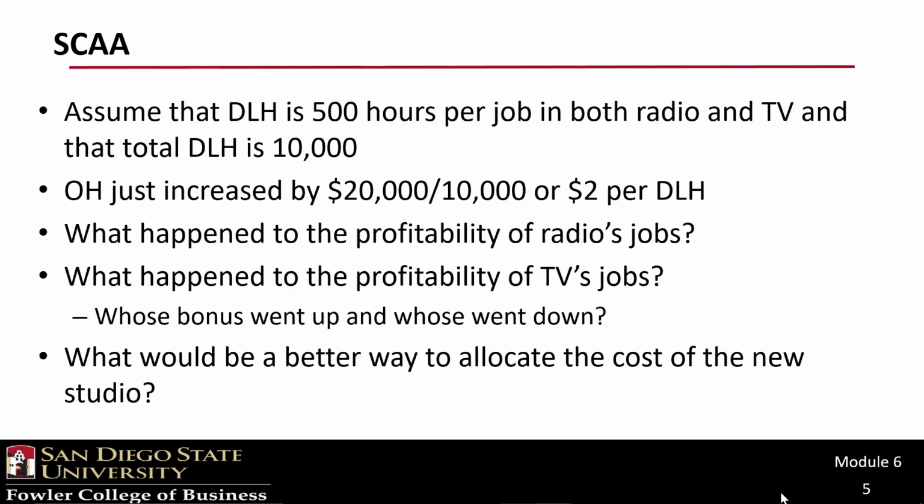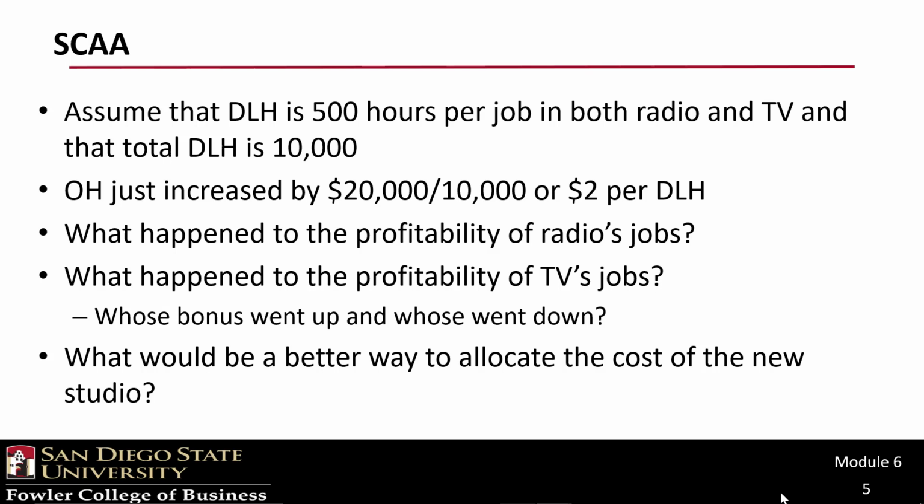So assume that direct labor hours are 500 hours per job in both radio and TV, and that total direct labor hours are 10,000. So overhead just increased by $20,000 divided by 10,000, or $2 per direct labor hour. What happened to the profitability of radio's jobs? Well, they almost certainly went up, right? Because we know that the cost savings they're generating should be more than the cost of putting the studio in-house. What happened to the profitability of TV's jobs? Well, without question, nothing has changed except now they're getting allocated $2 more per direct labor hour for overhead.